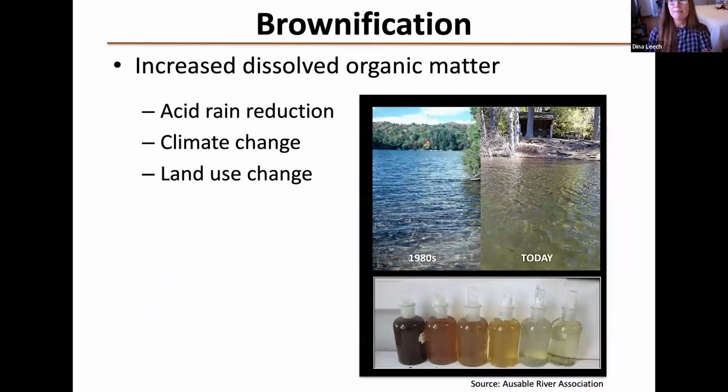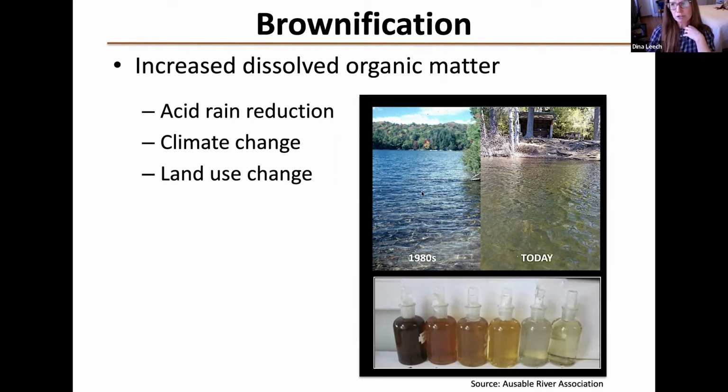Brownification is also a potential concern. Remember here, brownification is caused by an increase in the amount of dissolved organic matter running off the land into the water. Now, this brownification is an interesting, complex issue because in some respects, it could be a positive sign. So what do I mean by that?